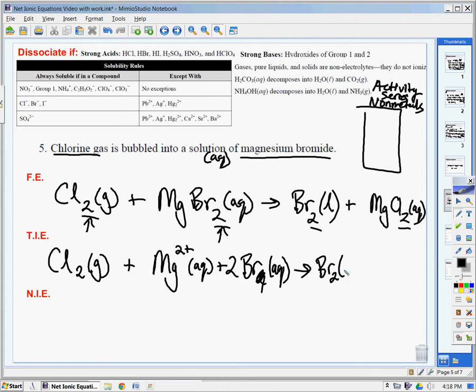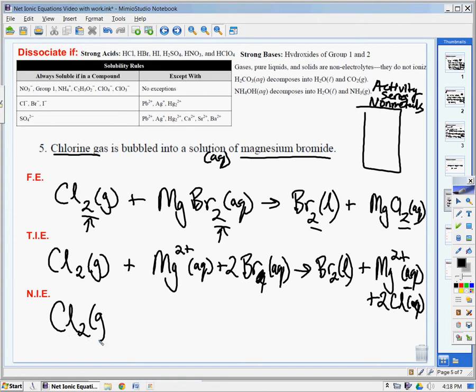Bromine is a liquid. Should put the 2 on that one. Magnesium is 2 plus, which is aqueous. And chlorine is now separated because they're both aqueous and they're both charged, so negative charge. All right, you'll notice magnesium's the spectator ion here because magnesium appears on both sides of the equation. So we're just going to write the equation without magnesium.